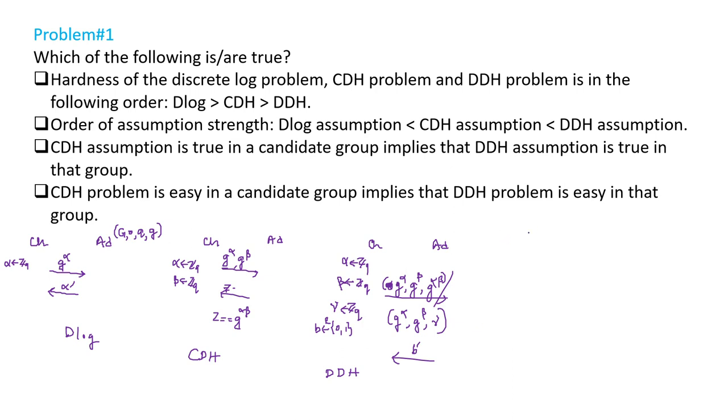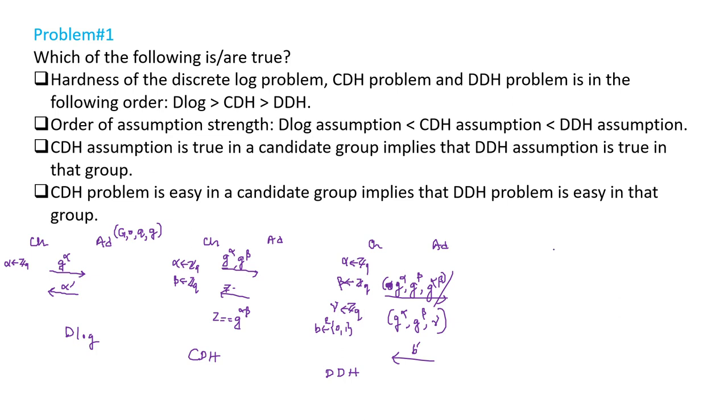Now what is the problem? In the discrete log problem, the problem is to compute the discrete log of the value g to the power alpha. Now assume that discrete log is broken. Discrete log problem can be solved for a group. Just assume. If the discrete log problem can be solved in a group, then that will imply that the CDH problem also can be solved for that group.